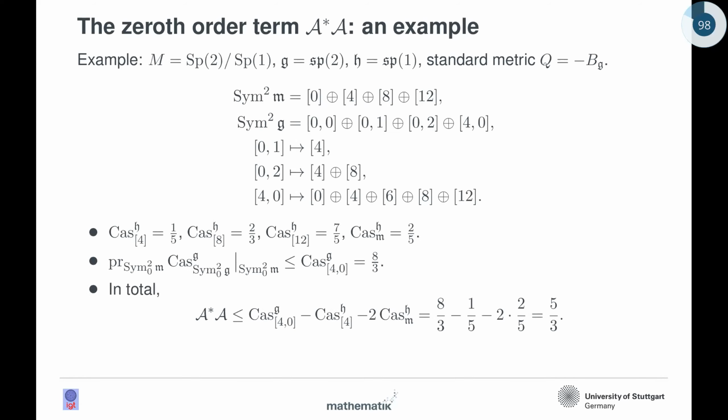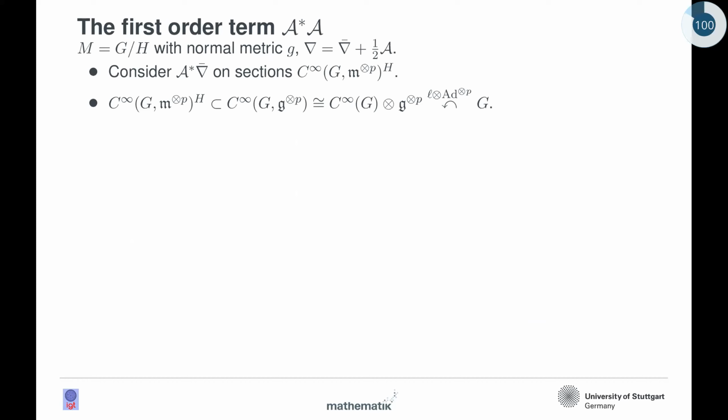But yeah, let me talk about the first order term. Okay, there's a typo here. It should be A star bar nabla. Okay, so this A star A was acting just fiber-wise. This A star bar nabla does not act fiber-wise. It's a differential operator. It acts on these sections of the tensor bundle, or equivalently on these equivariant functions.